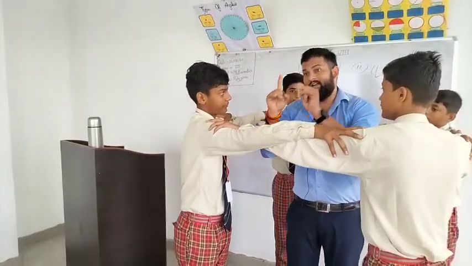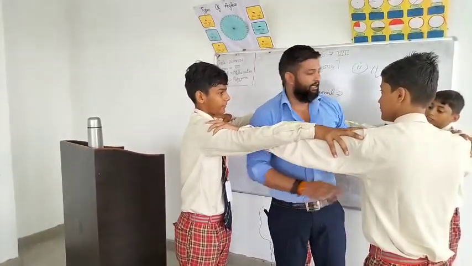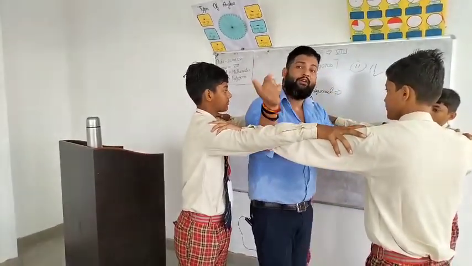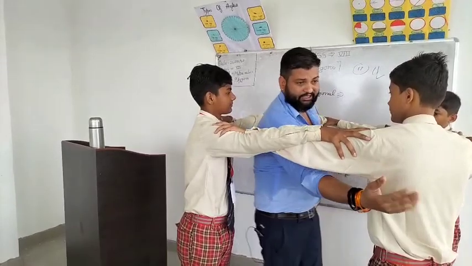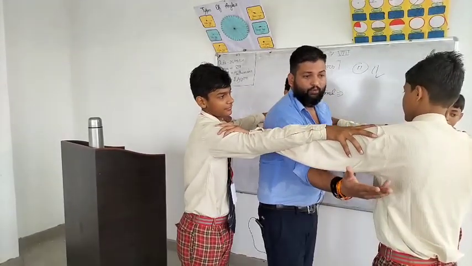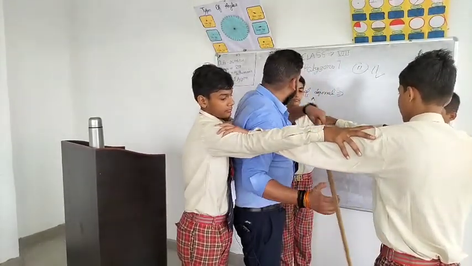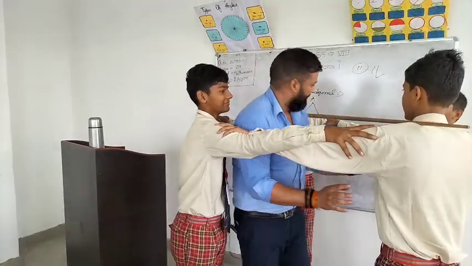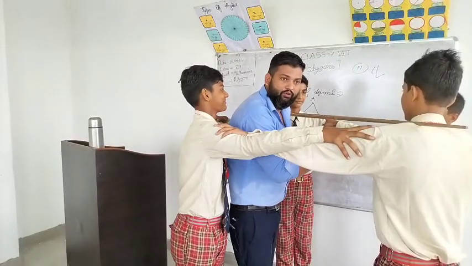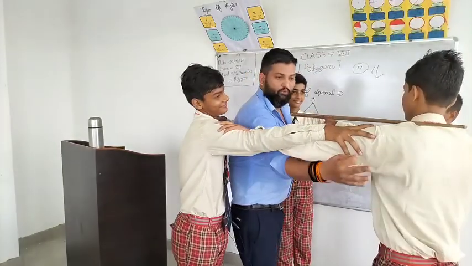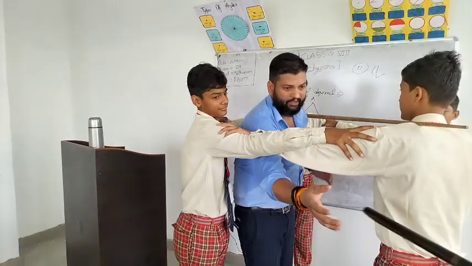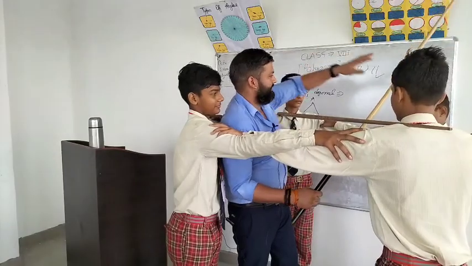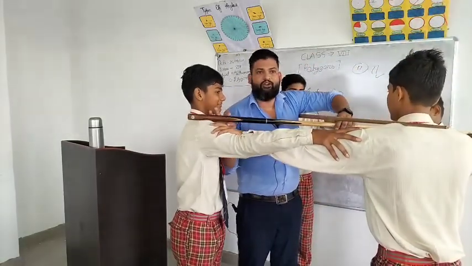When we join two adjacent vertices, they form a side. You can say this is a side, this is a side. But where is the diagonal? When we join non-adjacent vertices. Give me a stick. You can say this one and this one, are they adjacent? No, so they form a diagonal. One more stick, please. Now where is the other non-adjacent pair? This one and this one are not adjacent.